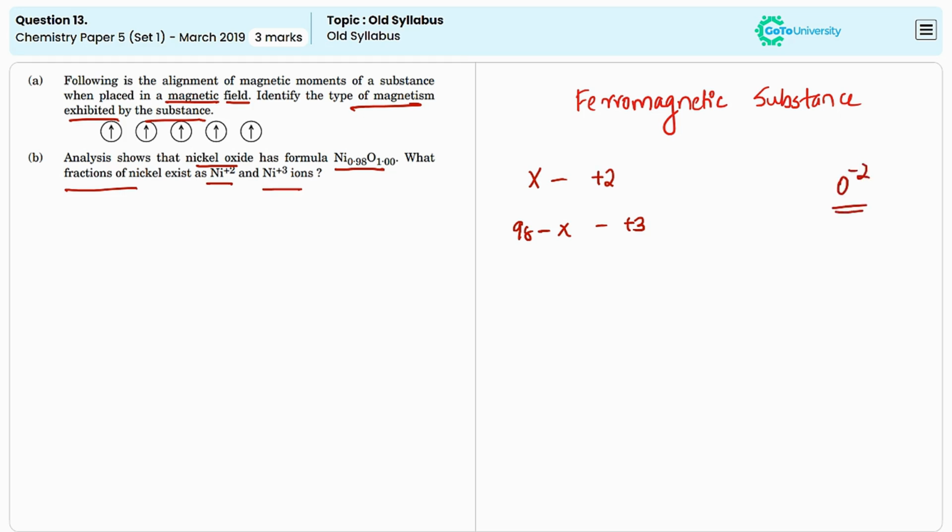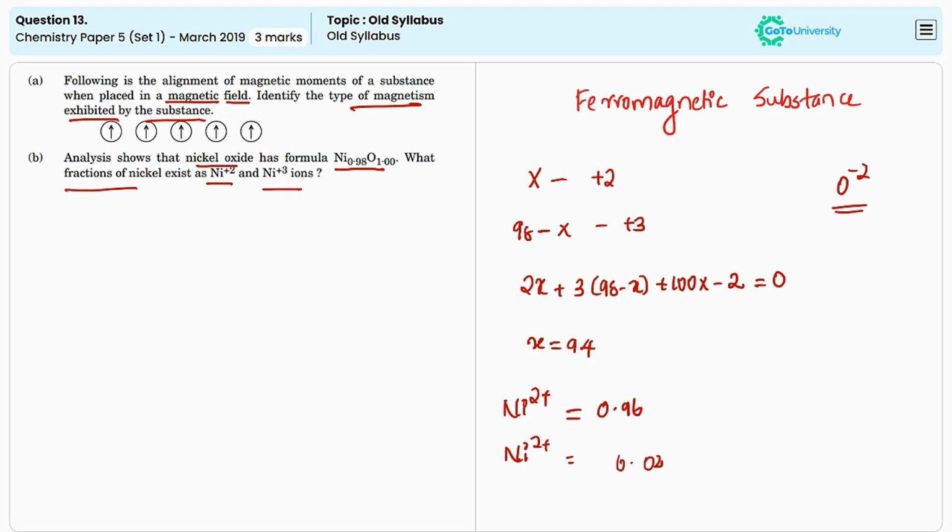Now, to maintain the electrical neutrality, the total positive charge on the cation will be equal to the total negative charge on the anion. So, we can write 2x plus 3 into (98 minus x) plus 100 times (-2) is equal to 0. So, we can get the value of x, that is equal to 94. Now, the fraction of Ni2+ ion will be 94/98, that is 0.96. And the fraction of Ni3+ ion will be (98 minus 94)/98, that is equal to 0.04.